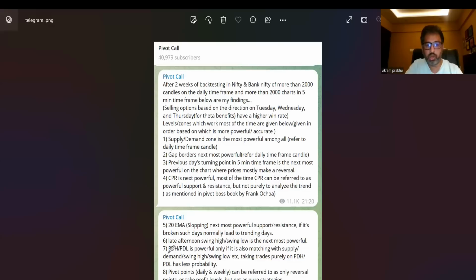And next is the 7th point. PDH and PDL are powerful only when they match with supply and demand zones or swing highs and lows, etc. Taking trades purely on PDH and PDL has a lower probability. Many traders make the mistake of just taking a trade near the PDH or PDL.